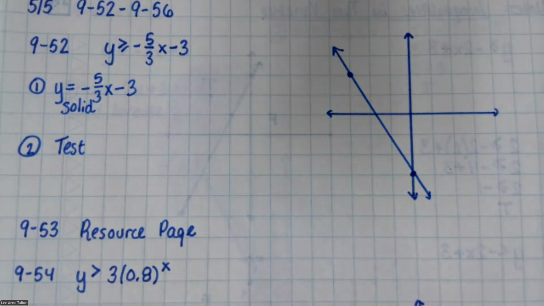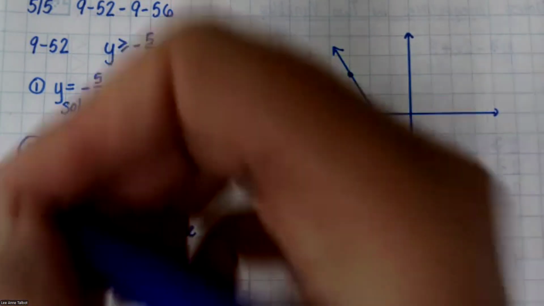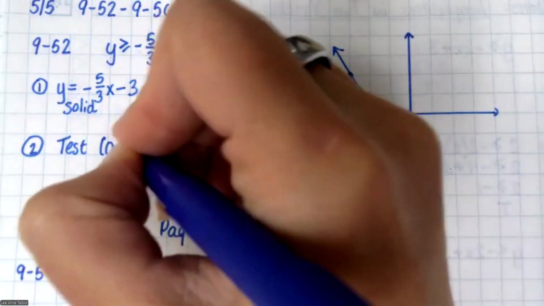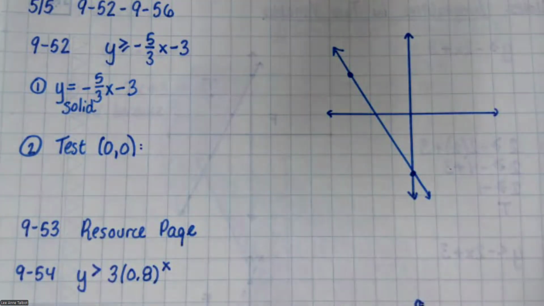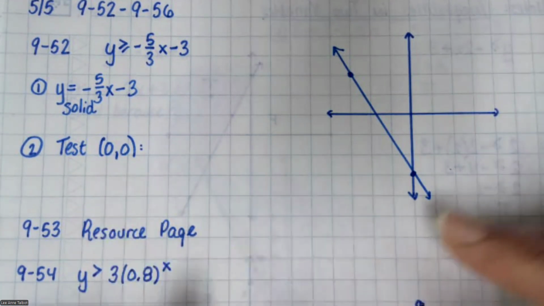Okay, now what point do you guys want to test? So we can test anything except for the points that I graphed. 0, 0. I always choose 0, 0 if I can because I'm lazy and also because my 0, 0 looks like a little owl and it makes me happy.